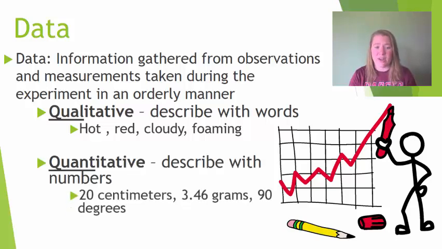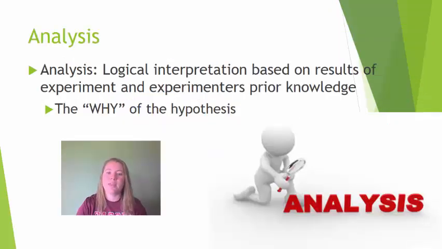Quantitative data, on the other hand, is using numbers. Now, quantitative data has the letter N for number. So the plant grew 20 centimeters. The substance weighed 3.46 grams. The temperature was 90 degrees centigrade. Those are all using numbers, and that means quantitative.